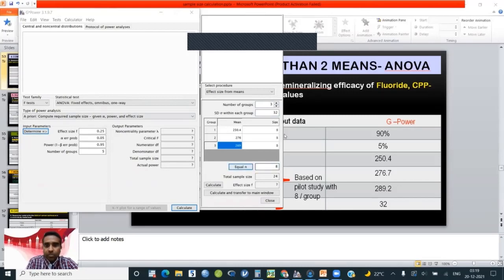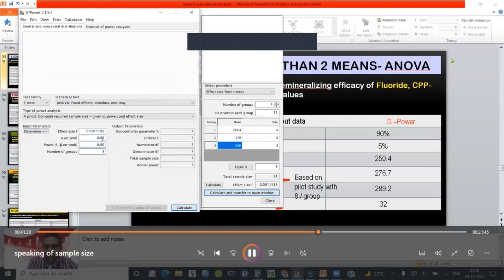So I am applying equivalent, so all will change into 8. So total sample size is 24. I am calculating the effect size. Effect size 0.50. Now I am transferring this effect size to the main window. Yes. What is the power here? 90. Okay, I'm changing the power to 90.